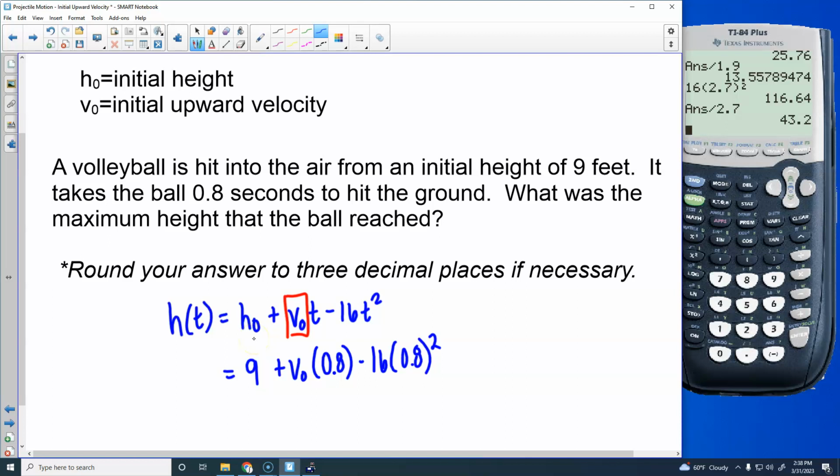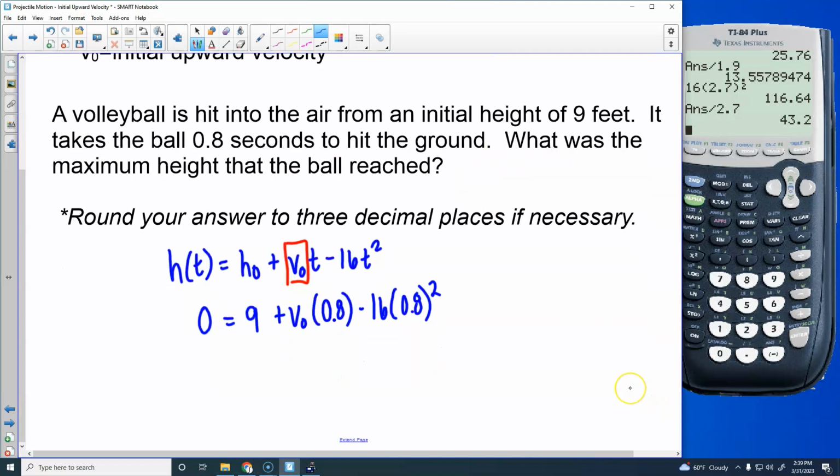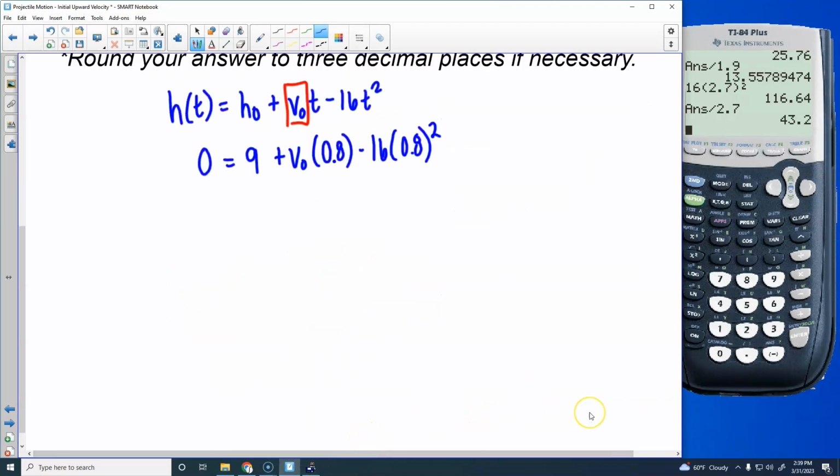Okay, so we've got almost everything. Savannah, what's going to go for our h of t? 0. Right here. Because we are going to hit the ground, right? Okay, so this is just like the last problem. Rosalind, what should I do first to solve that equation? Okay?